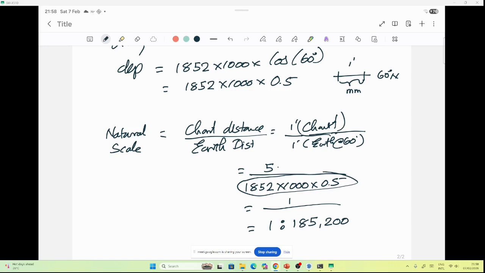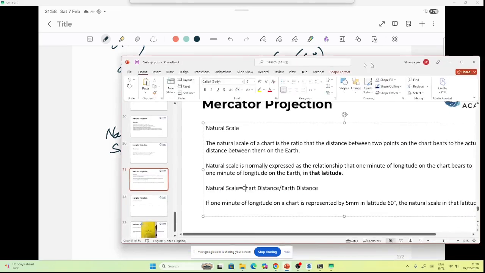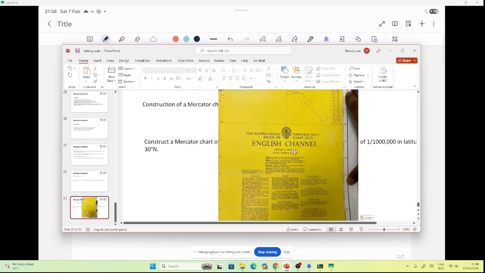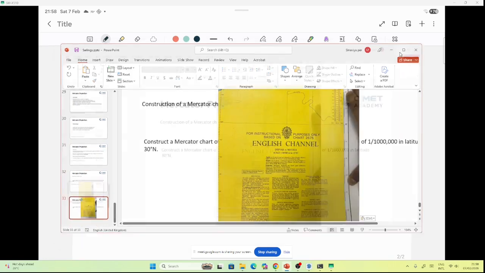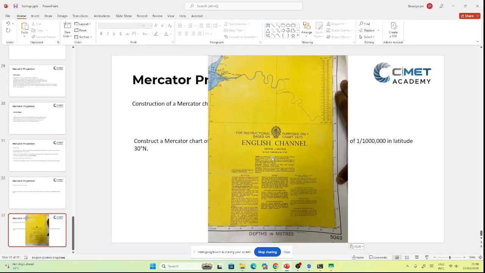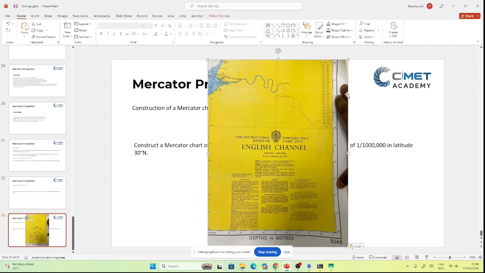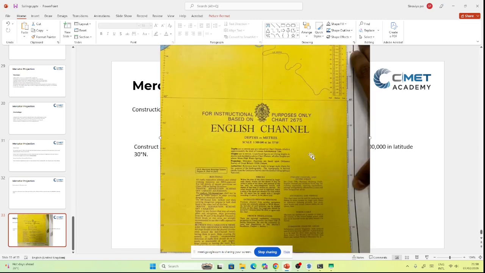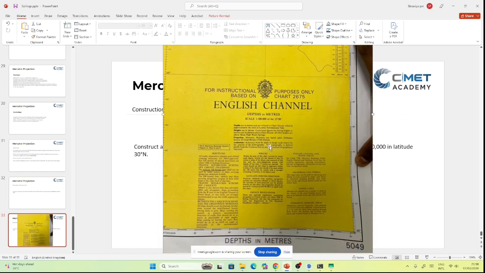Okay, now if you go to this chart, let me take this chart. If you go to this chart, you can see 1 to 500,000. Can you see this chart, guys? Okay, what does that mean?